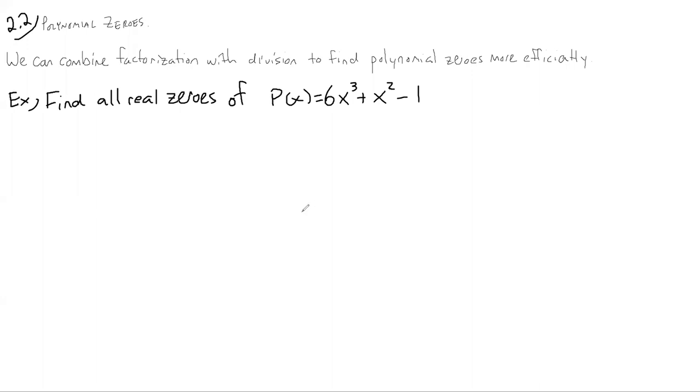All right, so for the other example, we're going to find all of the real zeros of this polynomial p of x equals 6x cubed plus x squared minus 1. So we do have a lead coefficient on this one, so it is going to be the kind of uglier set of potential rational zeros. But that's how we're going to start this.